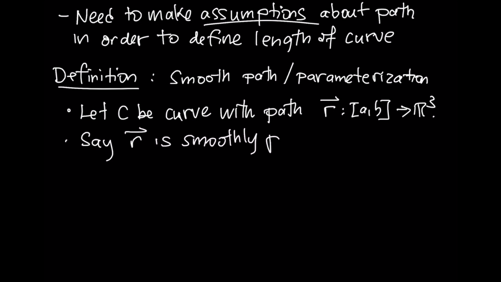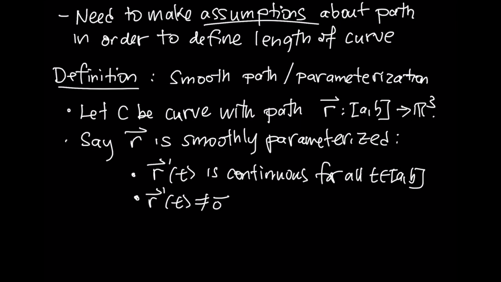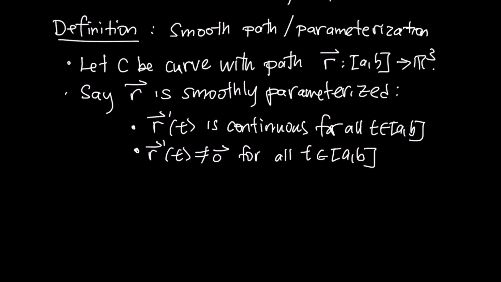if the following are true. If r prime of t is continuous for all t in that interval a to b, and if r prime of t is never 0 for all t in that interval a to b. Now, you might say, why do we need to care about this? I'll try to illustrate this to you.